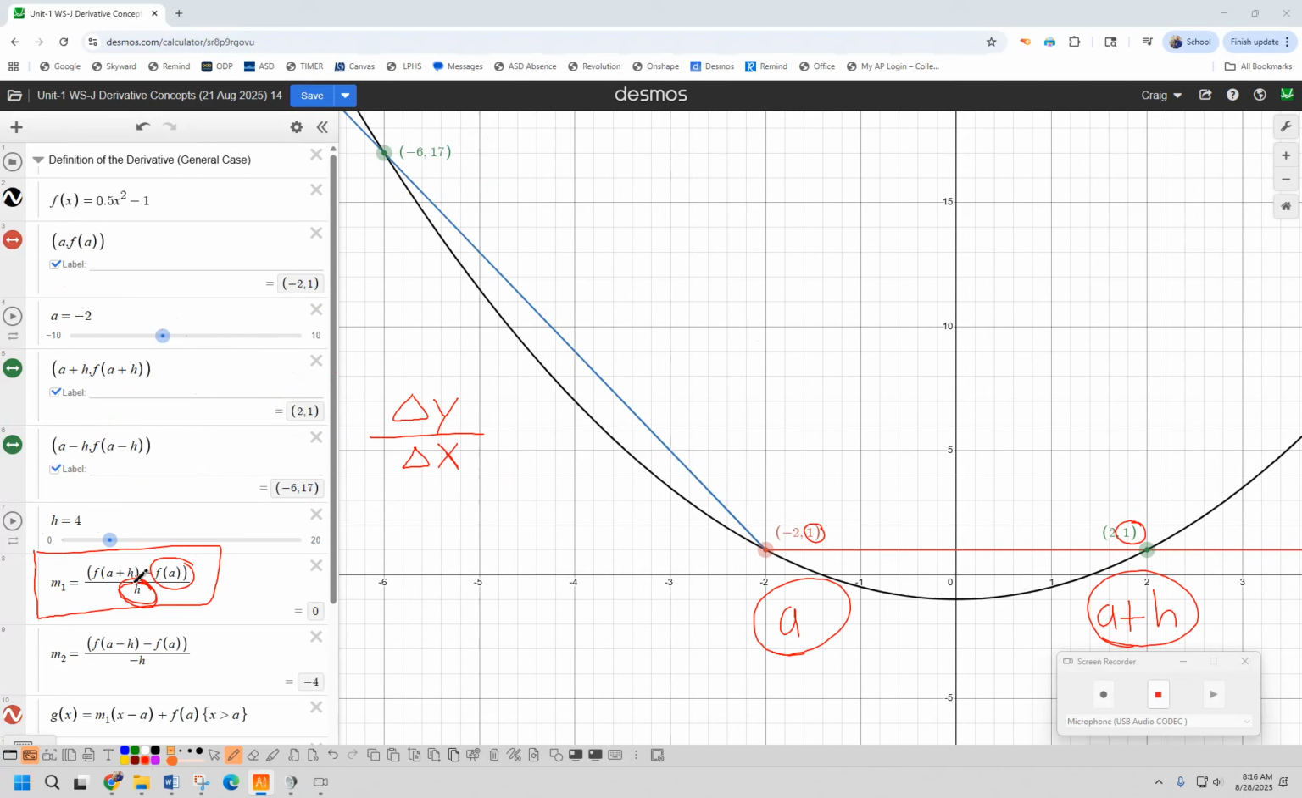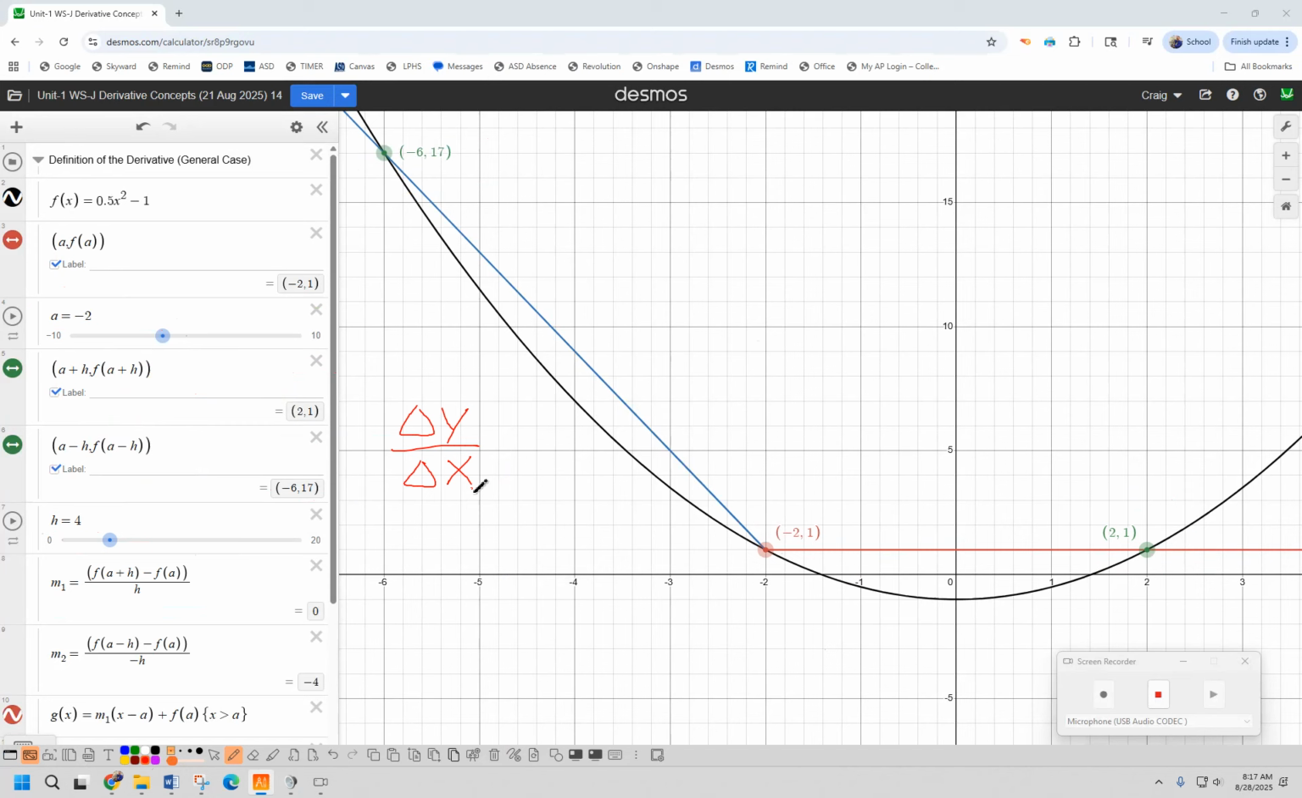Anybody else? Okay. You don't need to know the details of what Michael just went through. What you do need to feel comfortable with is we are finding change in y over change in x when we calculate secant slope, just like your reference sheet shows. Questions from anyone? Oh, please.